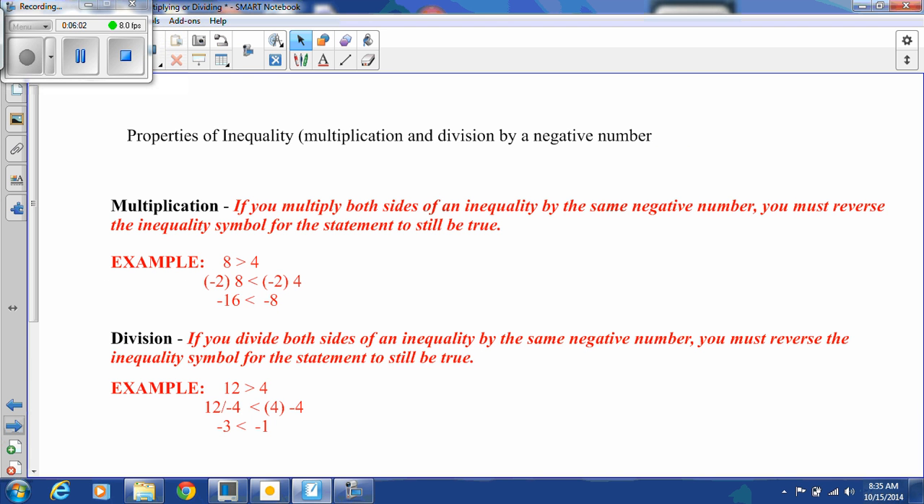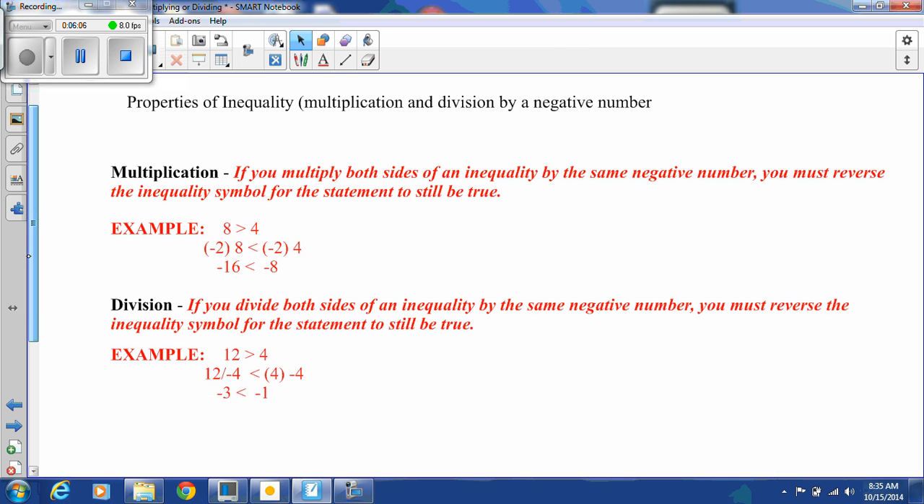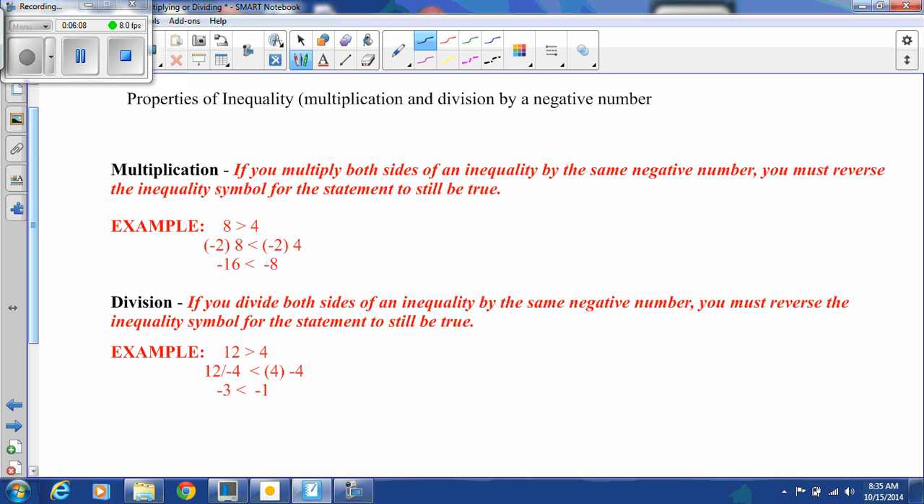Now let's take a look at the properties of inequality for negative numbers. These are a little bit different. For multiplication, if you multiply both sides of an inequality by the same negative number, you must reverse the inequality symbol for the statement to still be true.